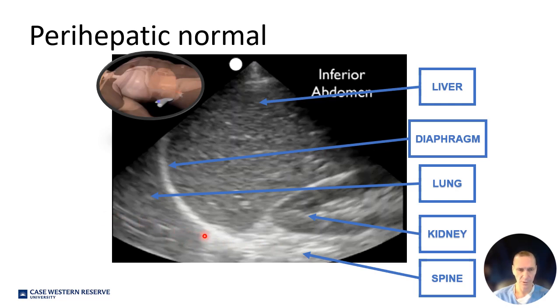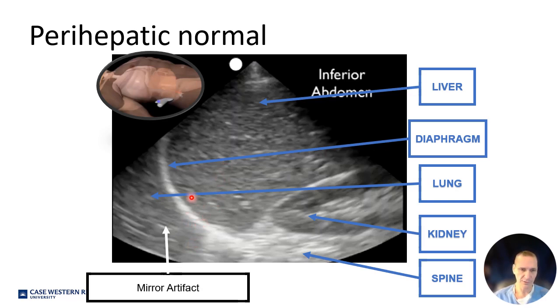So if I turn my head and I talk, you can still hear me, but sound waves are scattered. So what happens is the probe sends out sound waves, they go through the diaphragm, and they get scattered. And there's no real clear image of the spine.